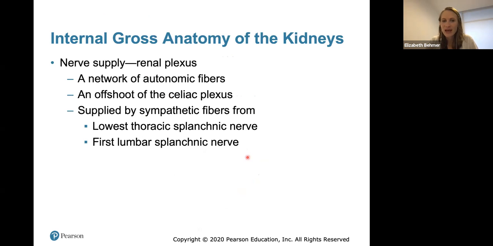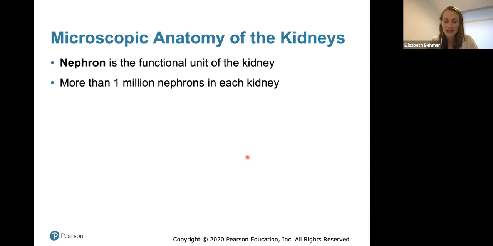The nerve supply is due to the renal plexus, which is a group of nerves. I won't ask you guys about the nerve supply to the kidney.